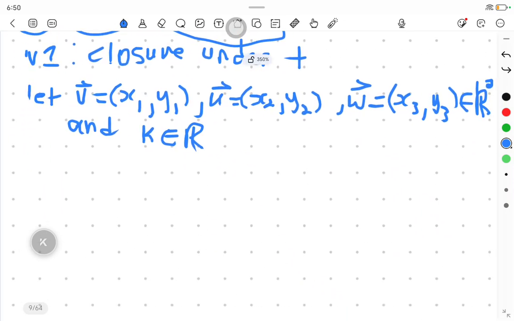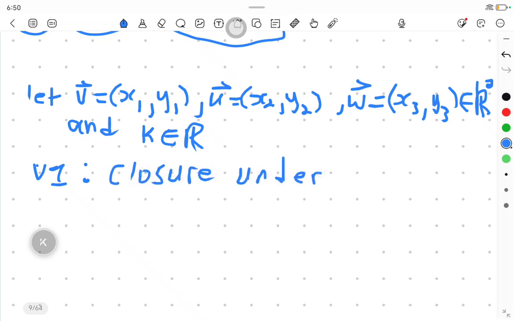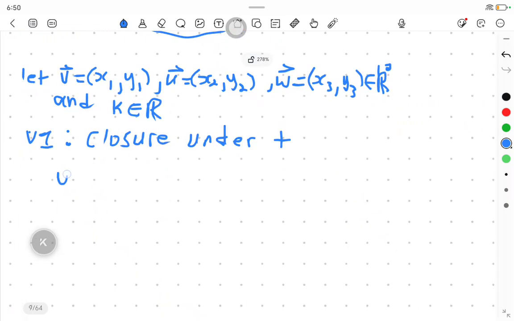So first thing on closure, or maybe let me write this after letting this. The first thing I check is closure under addition. So for me to check closure under addition, I'm going to add two vectors. So I can add V plus U or V plus W, but it's better to add the ones that were added at first. So this is just x1. Don't skip steps, right? y1, x2, y2.